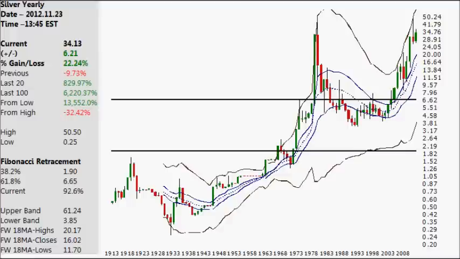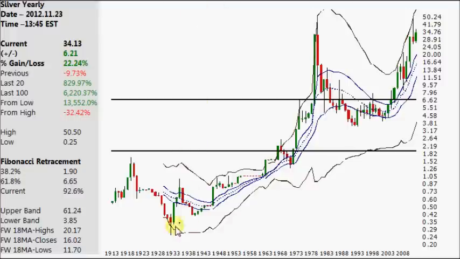Multiple time frames here from silver, starting with the longest to the shortest, and looking at the important point A's to point B's. In this case here, the low is point A. The high is point B. So this is going back to 1913 with 100 periods in play, each candle, of course, representing a full calendar year. And the price is up about 13,500% from its 1933 lows of 25 cents per ounce.